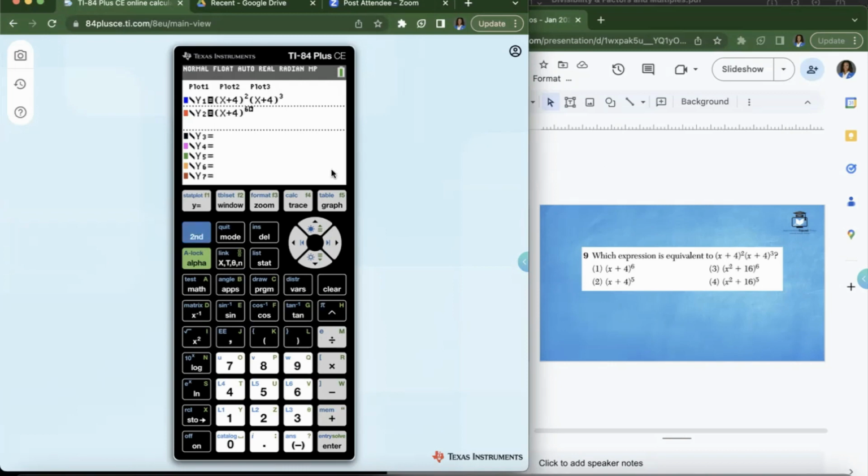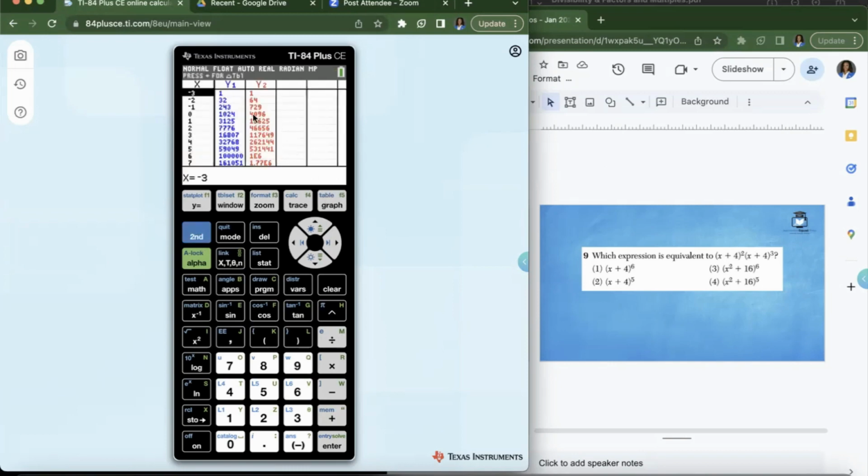And let's go ahead and take a look at the table to see if they're identical. If you look at y1 and y2, 1 is equal, but 32 is not equal to 64. 243 is not equal to 729. These y values are not equivalent. So that's not the correct answer.